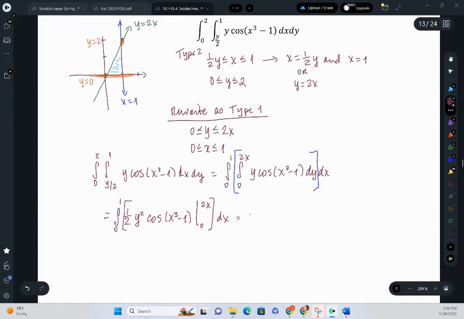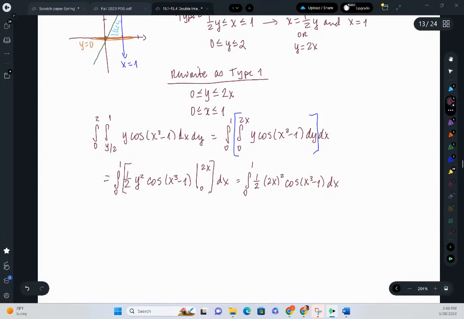Evaluating at 2x, I get the integral from 0 to 1 of 1/2 times 2x all squared cosine of x cubed minus 1 minus 0, because that y squared would be 0 squared and the whole thing will go to 0. So I don't have anything more here. Now I'm just going to rewrite this one more. Squaring my 2x gives me 4x squared divided by 2 is going to be the integral from 0 to 1 of 2x squared cosine of x cubed minus 1 dx.